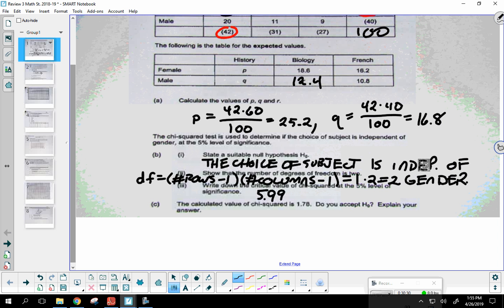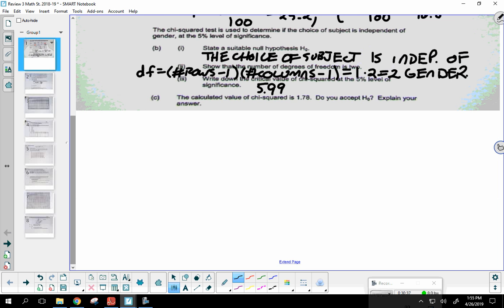Now, it says that the calculated value is 1.78. Do you accept the null hypothesis? Now, remember, what are we looking for if we're going to accept or reject? What's the comparison? I'm going to compare the 1.78 to 5.99. Remember, we have chi-squared calculated, and then we have chi-squared critical. So we see here that it's less than. So do we accept the null hypothesis?